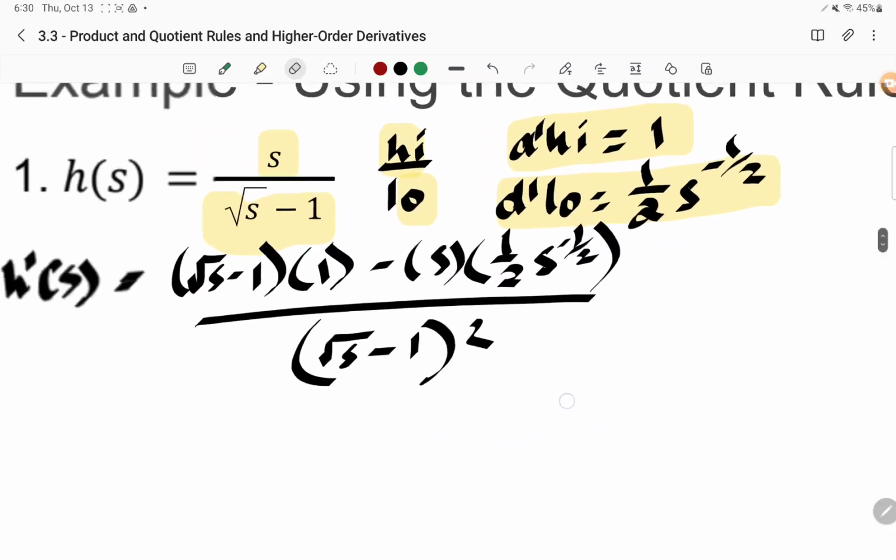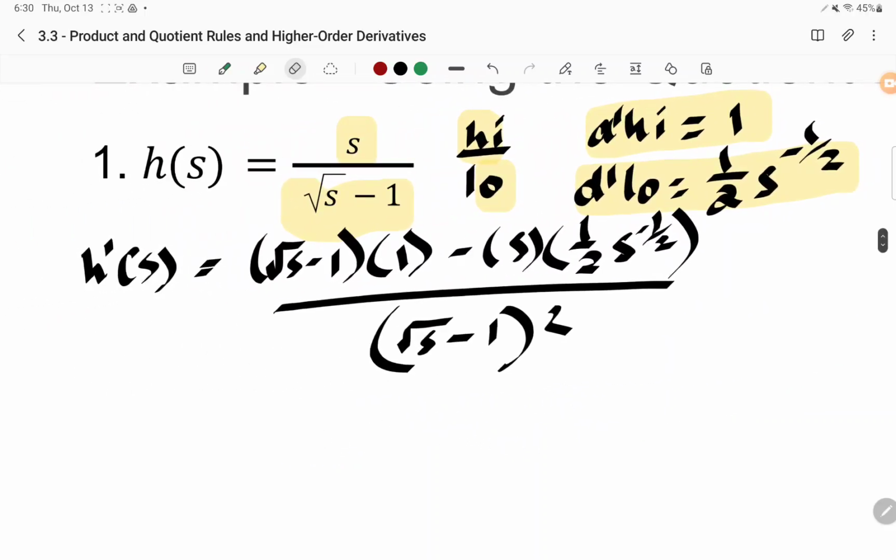Erase that. Now we go ahead and do the low d high minus high d low all over low low. And this is what we have. Low d high minus high d low over low low. We could probably stop there. So if you're ever asked just to find an equation for the derivative, stop there.